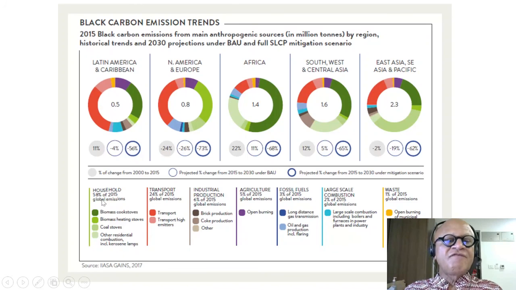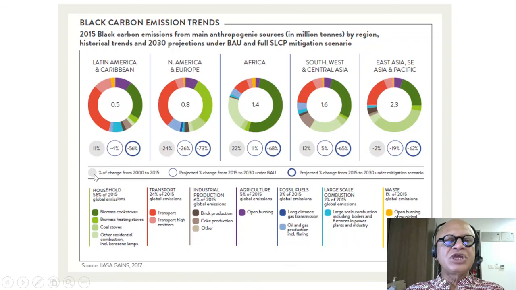So households had 58% of the 2015 global emissions, and the main sector here, for example, was biomass cook stoves in Latin America and the Caribbean. The projections look good, so the projected percentage change from 2015 to 2030 under mitigation scenarios is this blue circle here: minus 56, minus 73, minus 68, minus 65, and minus 62, with some projected percentage change from 2015 to 2030 under business as usual also being negative here in some parts. We have to understand where that comes from, why business as usual would still reduce black carbon.